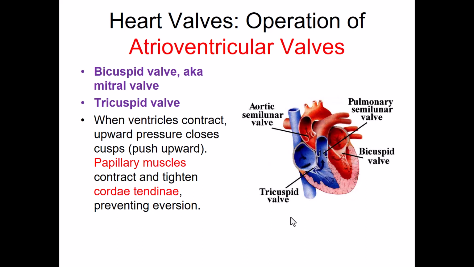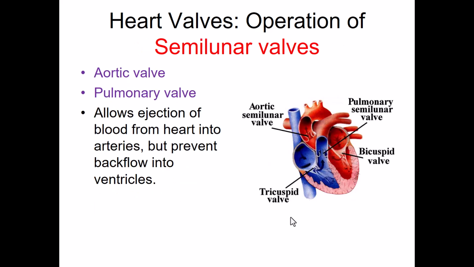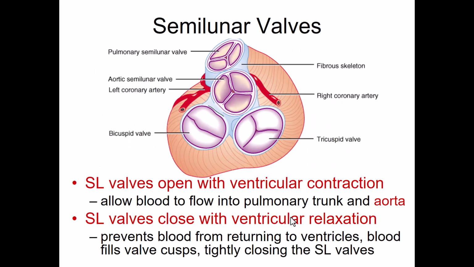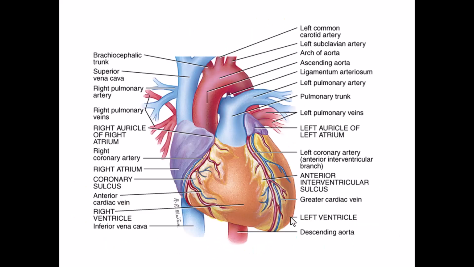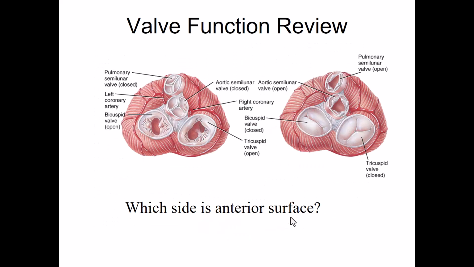So they are a little bit more simple. They have infoldings of the inside endocardium. They do not contain papillary muscles and chordae tendineae. So semilunar valves open with ventricular contraction and close with ventricular relaxation. So we can see here from the outside those surface features, you're not able to see those valves from that region.